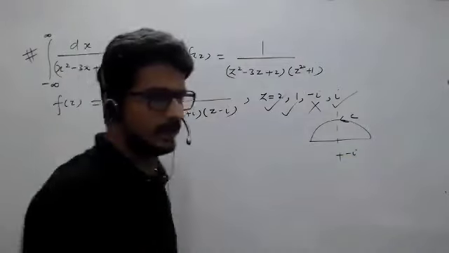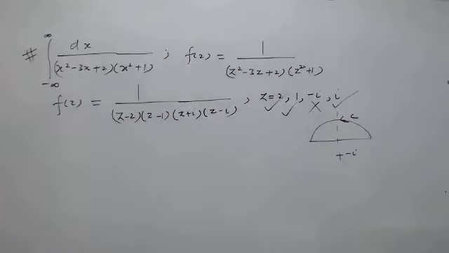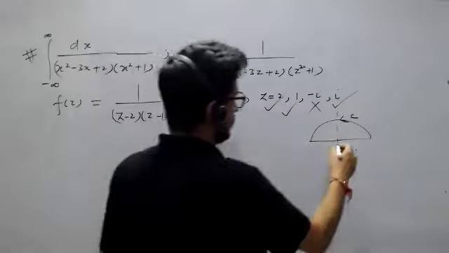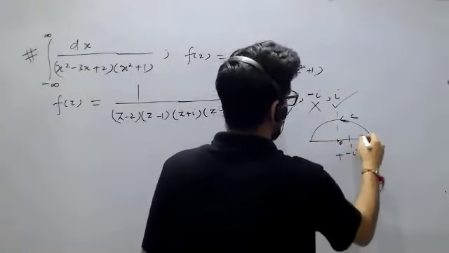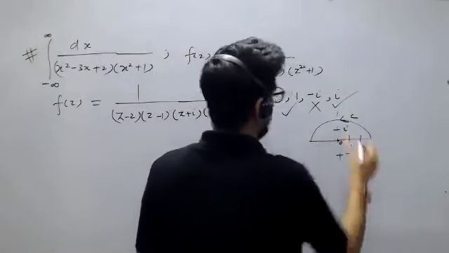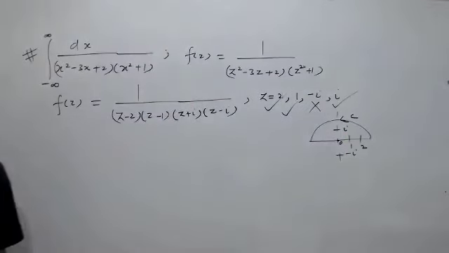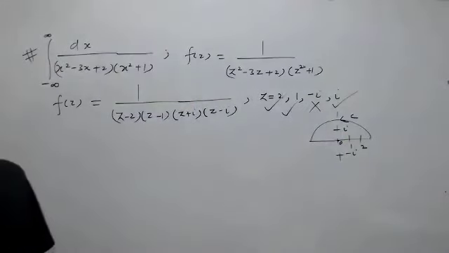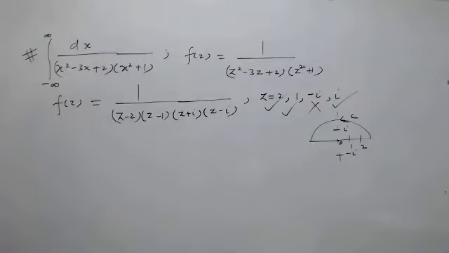And 2 and 1. What about 2 and 1? They will lie on the real axis. They will lie on the real axis. Tell me. Yes? Yes sir. Yes. So it will be 0, 1, 2 and iota. So this will be the location of all the poles. Fine.